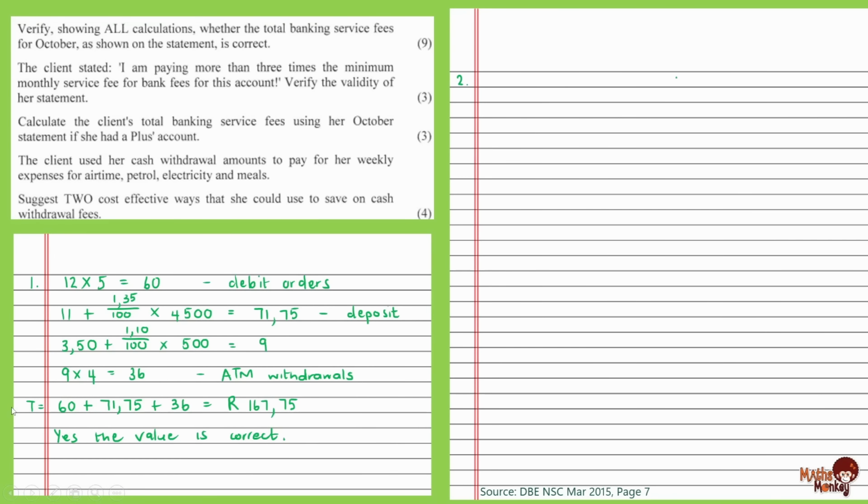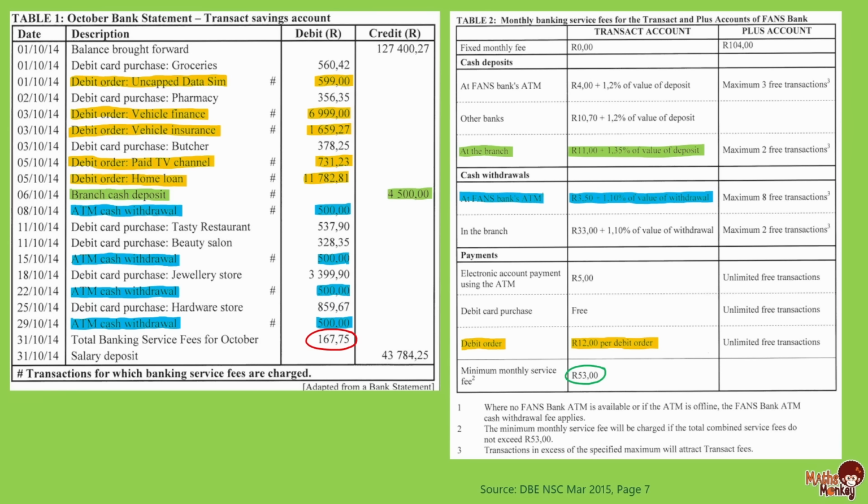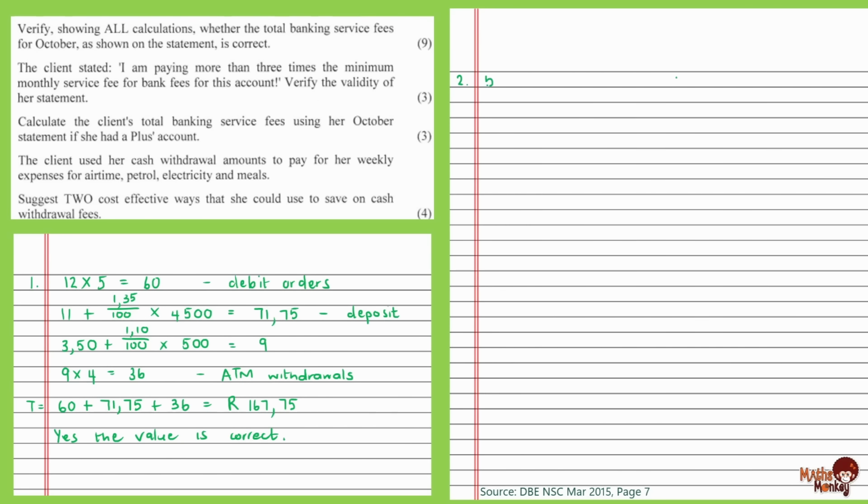Right, so what she's actually saying is that what she is paying, which is the 167, is 3 times more than the minimum monthly service fee. So the minimum monthly service fee is 53, right? And she's saying that she's paying more than 3 times that. Let's calculate what is 3 times more. So 3 times more is 159. Is she paying more? She's paying 167.75. So her statement is valid.